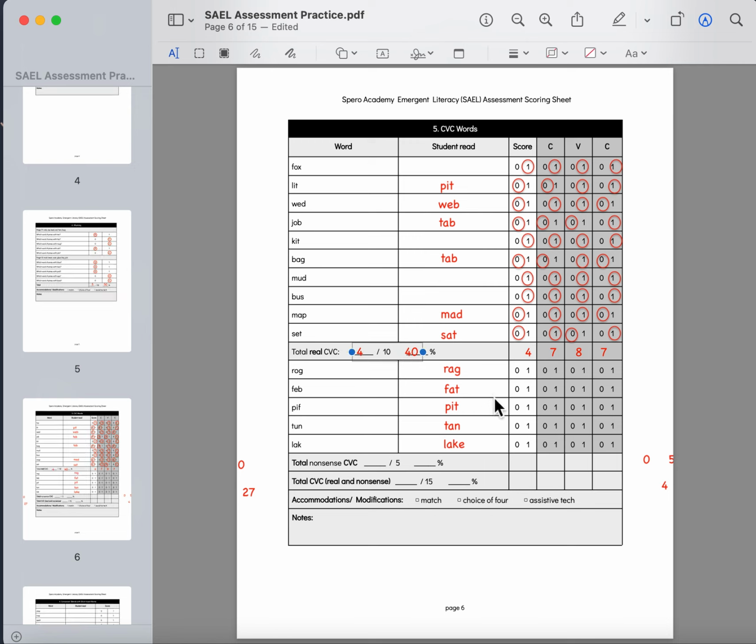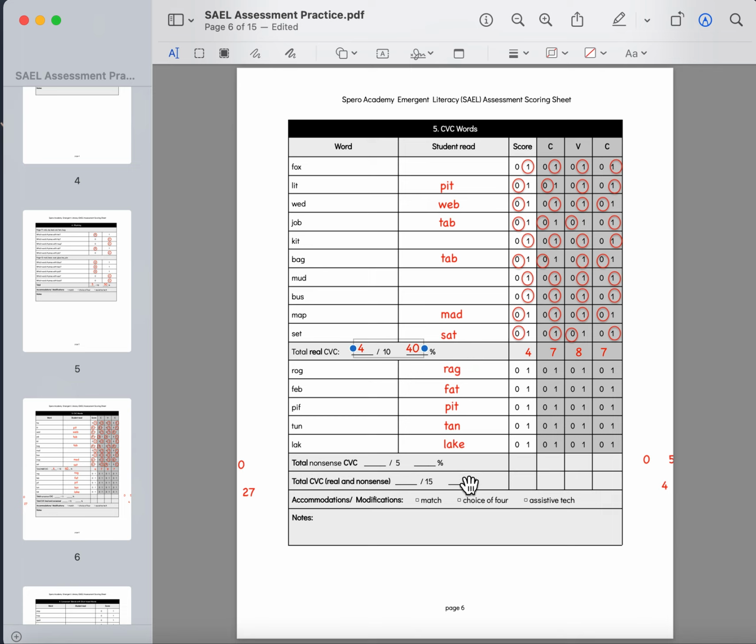If we were to just score whether they got it correct or incorrect, we would not have a very accurate picture of what the student is capable of doing. And we also wouldn't know necessarily what to be working on academically. Since they have a lot of these sounds, what we need to be working on is just the blending part, having them sound out each individual sound and then push them together to make the word.